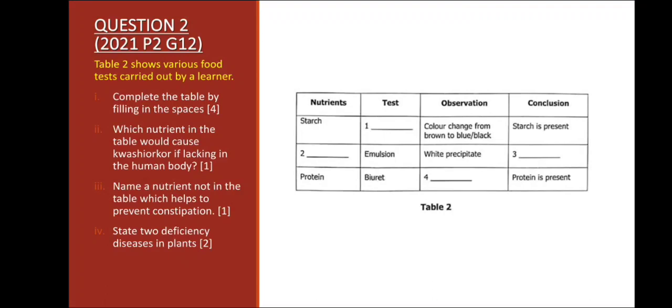So under nutrients we've got starch, protein. Under test we've got emulsion, biuret. Under observation we've got color change from brown to blue-black, white precipitate.